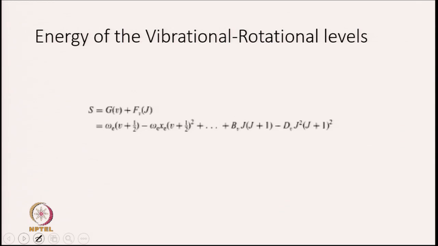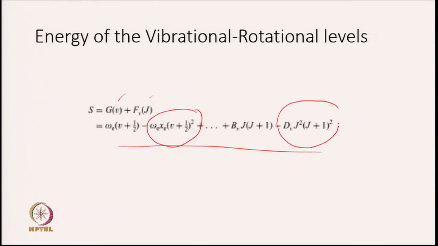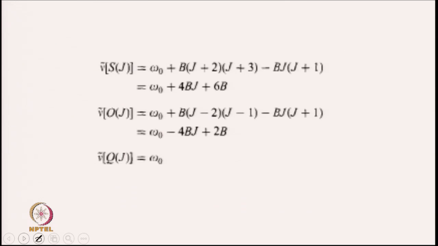We know the energy of vibrational rotational levels, we have already discussed that. It is basically G(v) plus F(J), given by this equation. Now we can apply delta J equal to plus minus 2 to find the wave number for the S and O transitions. If I neglect anharmonicity and centrifugal distortion, we have two parts, one corresponding to vibrational and another corresponding to rotational level. Then you can calculate the wave number for S, O and Q transitions. Delta V is plus minus 1 in rotational vibrational Raman spectroscopy, but delta J is going to be plus 2.